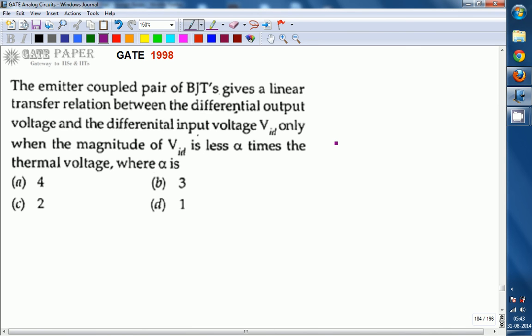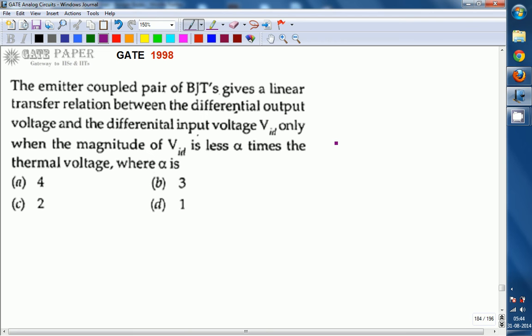Hello, we are discussing the GATE 1998 ECE paper, and this question is related to analog circuits. The emitter coupled pair of BJTs gives a linear transfer relation between the differential output voltage and the differential input voltage only when the magnitude of VID is less than alpha times the thermal voltage, where the value of alpha is: A4, B3, C2, D1. So VID is the input difference voltage, or differential input voltage.